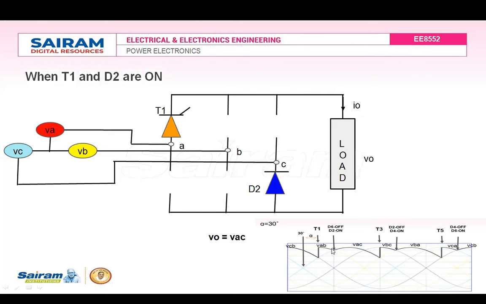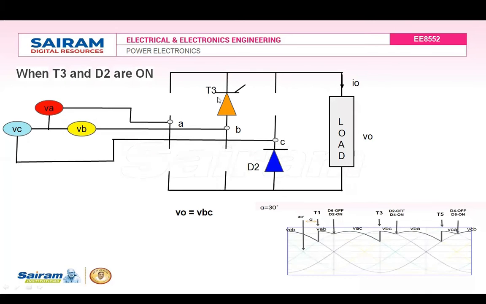This process will continue until the next thyristor T3 is triggered, which is triggered at an angle equal to alpha plus 120 degree. So when T3 is triggered, T3 will conduct along with the already conducting diode D2. So the load is connected between B and C terminals, and the load voltage is equal to VBC.